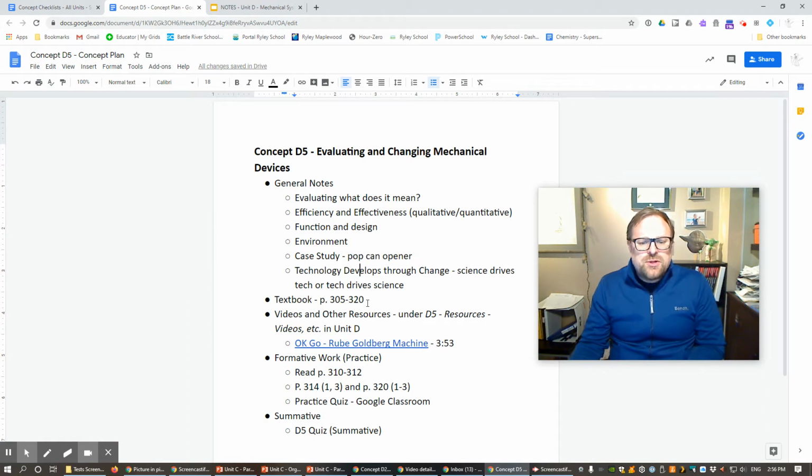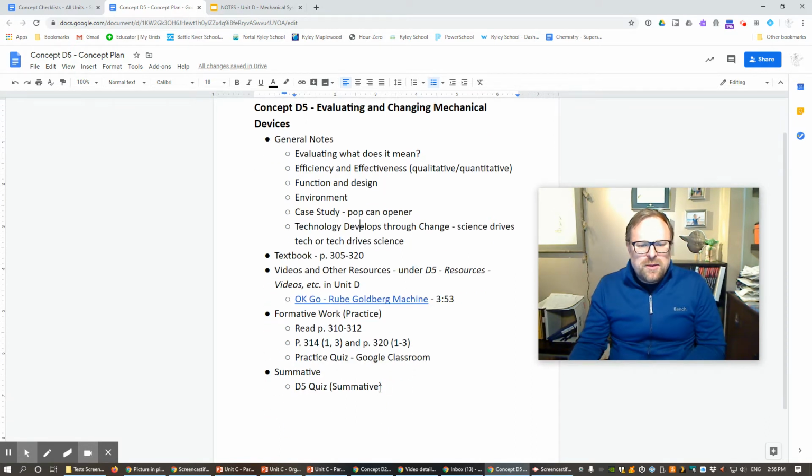The textbook pages you'll cover for this concept are 305 to 320. I have one video resource, and I'll talk about this one right at the very end of the first part of the lesson. I'm going to get you to go back and look at something we looked at in the second concept in the unit, and evaluate the machine in that based around what we've done so far. I'm going to have you reading something on pages 310 through 312, and I'll talk about that when we get into the notes in a second.